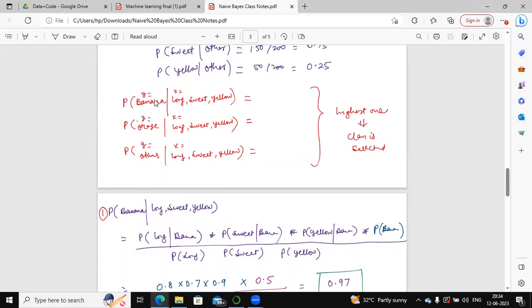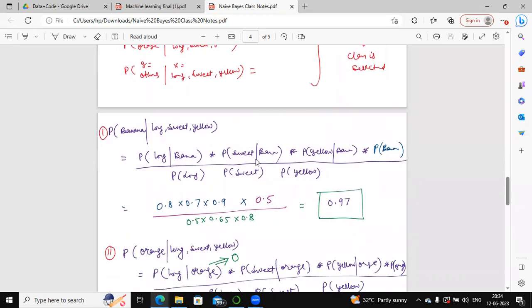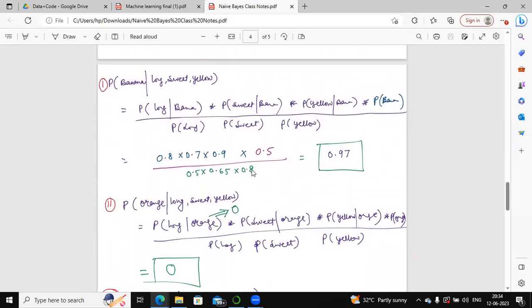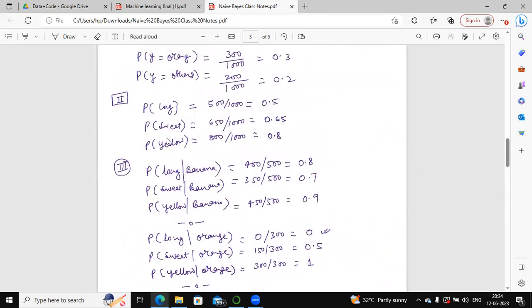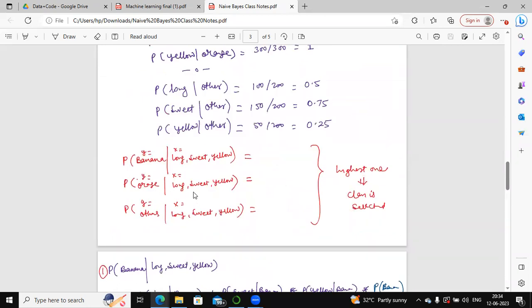That is, the probability of banana being long, sweet, and yellow is 97%. Similarly, let's look at the probability of orange being long, sweet, and yellow. The probability of orange given long, sweet, yellow is the probability of long given orange, and so on.